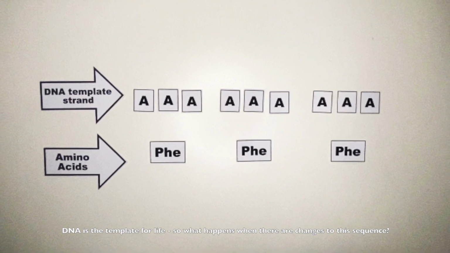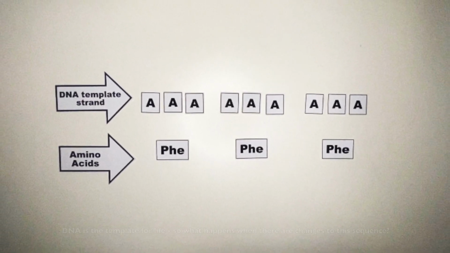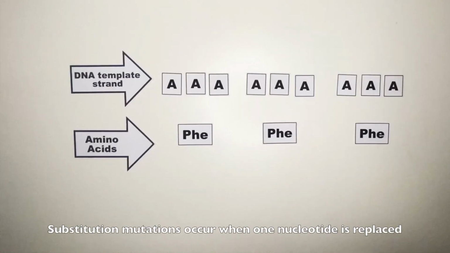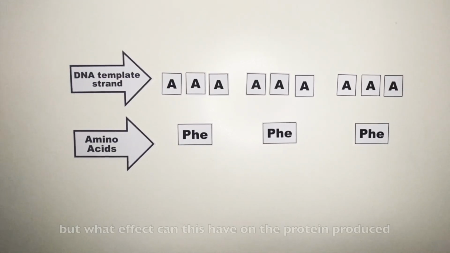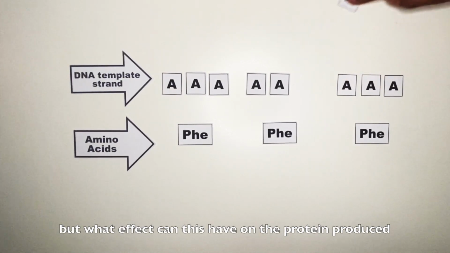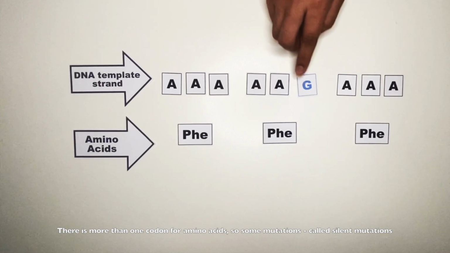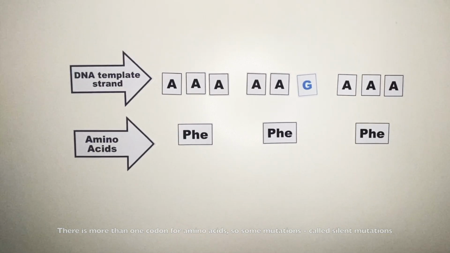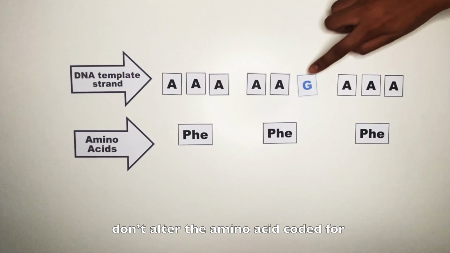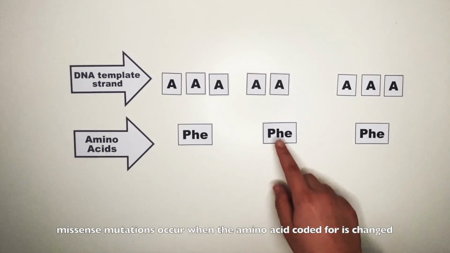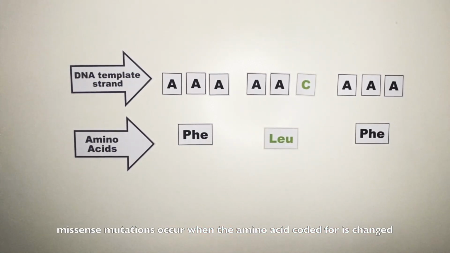DNA is the template for life, so what happens when there are changes to this sequence? Substitution mutations occur when one nucleotide is replaced, but what effect can this have on the protein produced? There is more than one codon for amino acids, so some mutations, called silent mutations, don't alter the amino acid coded for. Missense mutations occur when the amino acid coded for is changed.